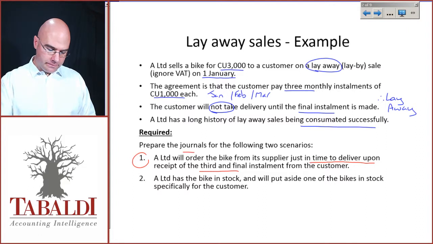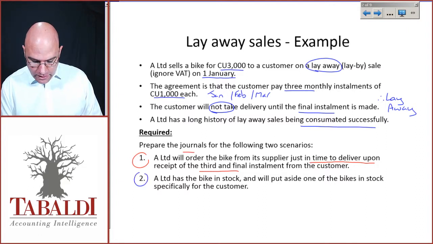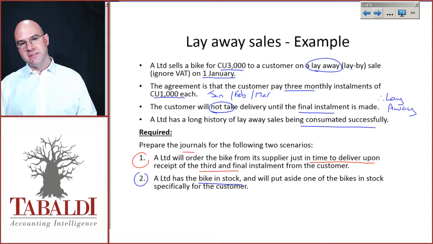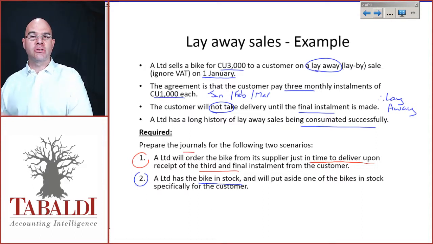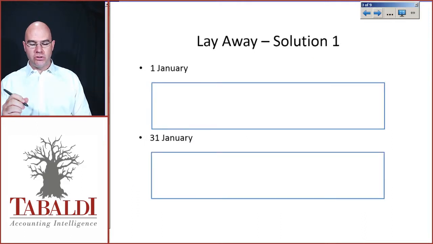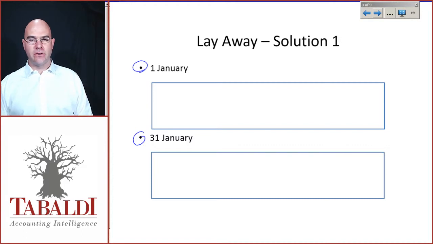Then scenario 2 will be totally different, and in that scenario, A Limited has the bike in stock on the 1st of January, puts the specific bike aside in a storeroom ready for delivery once the customer makes the 3rd and final installment. So first of all, let's go and do the journals. I want you to do the journals on the 1st of January and the 31st of January for me now. Push pause, give it a try.